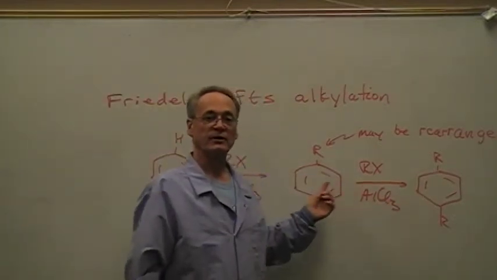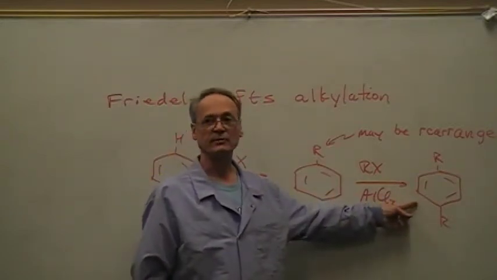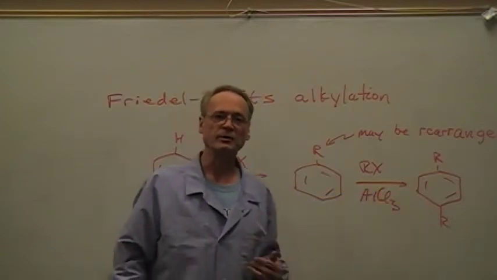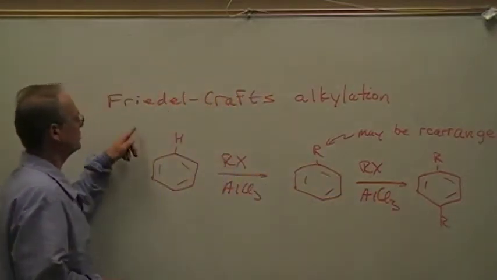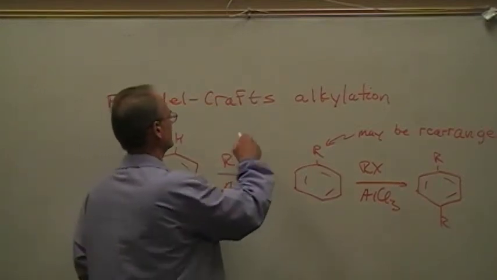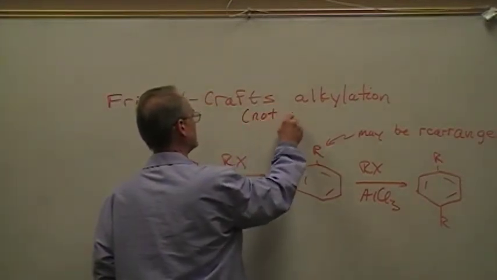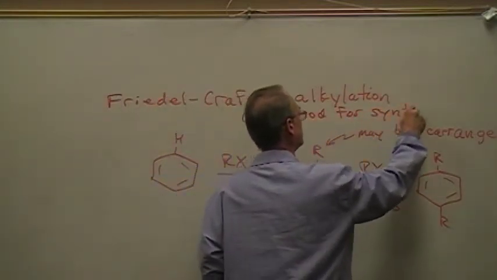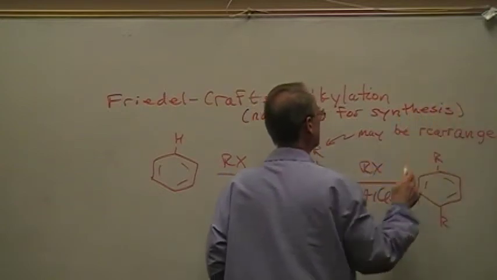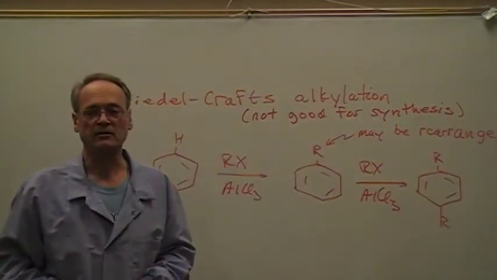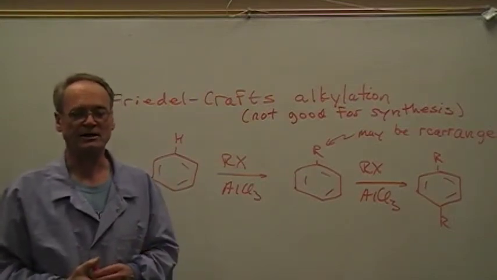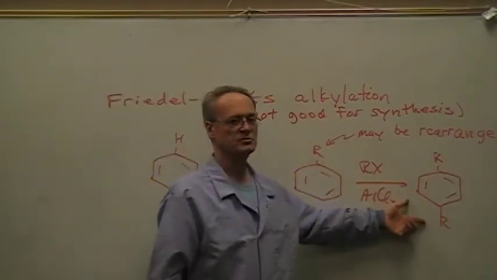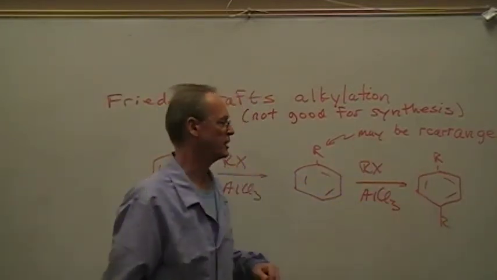This group then is even more active than this one, so this one will compete successfully with either one of these two for more of the reagent, and a third group will go on, and possibly a fourth group, and possibly a fifth group. So the fact is, Friedel-Crafts alkylation is not particularly good for synthesis. And that's because it gives a number of different possible products, and you can't really limit it to just one possible product. It gives mono-substitution products, di-substitution products, tri-substitution products, tetra-substitution products, and so on.